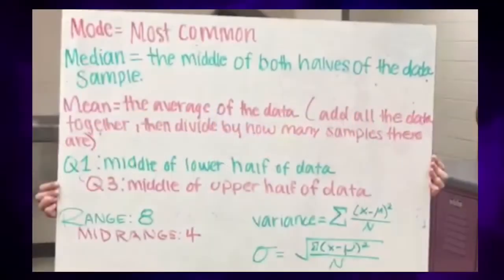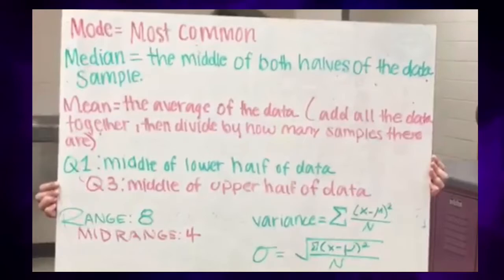So these are measures of central tendency and spread, as well as the variance and the standard deviation for our data set. The mode is the most common number that occurs in the data set, which first was 0. And then the median is the middle number of both halves of the data set, and first that was 1. And then the mean is the average of the data set, where you add up all the numbers and divide by how many numbers there are, which first was 1.4.